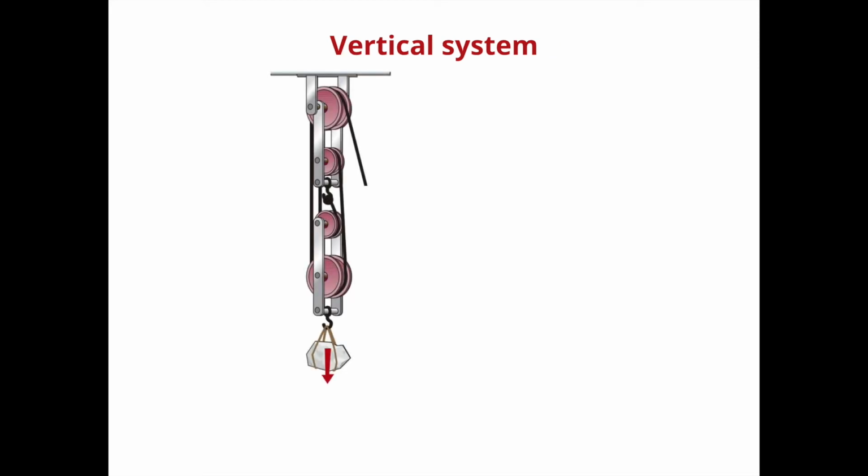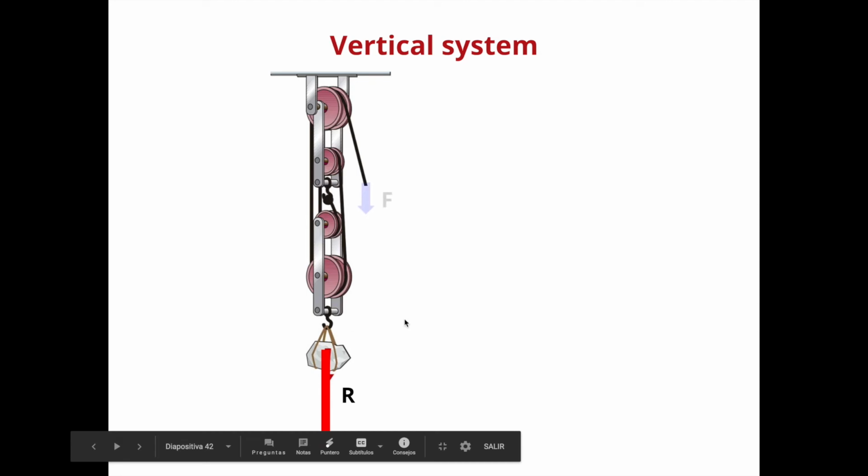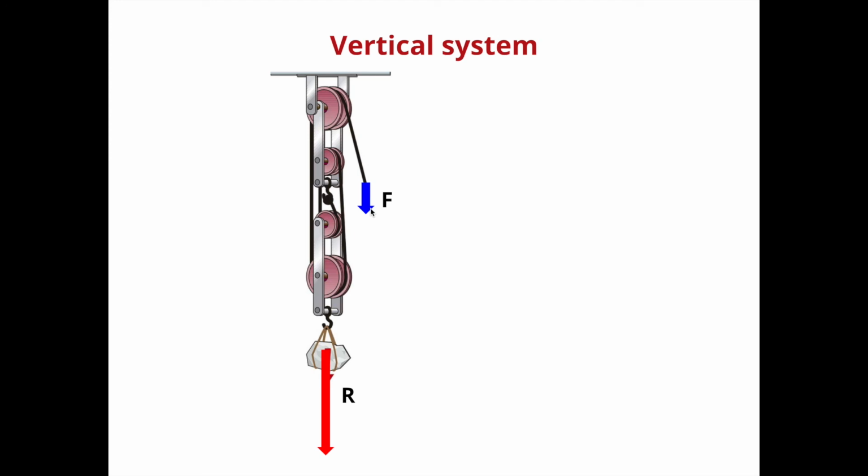Okay. Let's move to the vertical system. This is exactly the same, but the disposition looks a bit more complicated. It's a bit more difficult to determine where the fixed pulleys and the movable pulleys are. But we can do this very easily. First of all, we're going to analyze the forces. We have here the resistance, and here the force we make to lift the load.